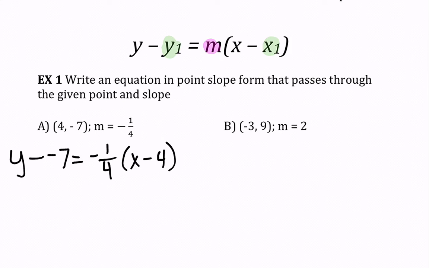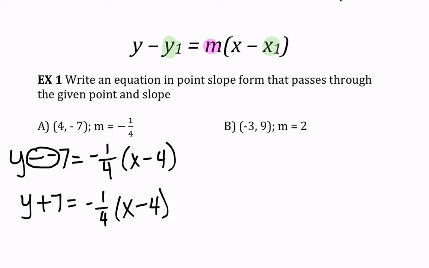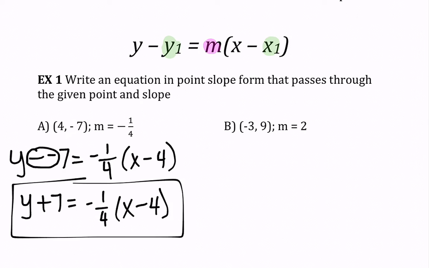Okay, the only thing I do not like about how this is written right now is we have a minus and a negative. Well, we know a minus and a negative is a plus. So really I want this written as y plus 7 equals -1/4 times x minus 4. And that's what it is in point-slope form. We're done.